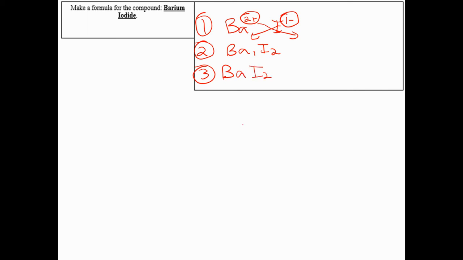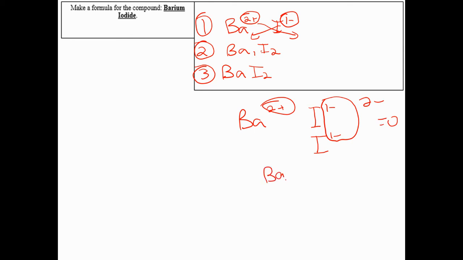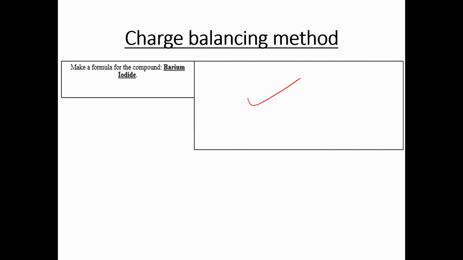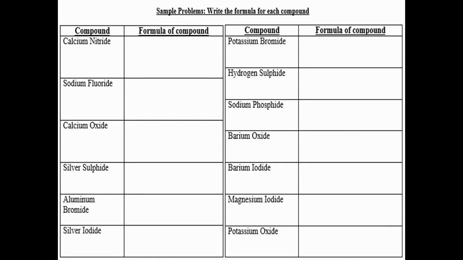I2. If you were doing charge balancing method, you'd have Ba2 plus, I1 minus. Right now, this is not equal to 0. This is plus 1. So we need to get rid of another plus 1. So we'll put 1 minus there. Now this is 2 minus. This is 2 plus. Overall, that's 0. So we have 1 barium, and we drew 2 iodines, or iodides, I should say, because it's the ion. Charge balancing method, already done on the previous slide.